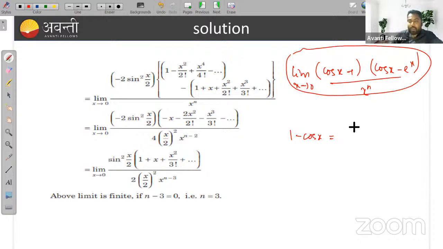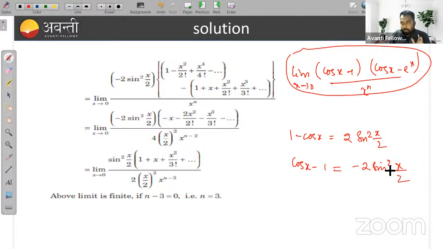We know this from the trigonometric half angle formula: 1 minus cos x is 2 sine square x by 2. So cos x minus 1, what will it become? If 1 minus cos x is 2 sine square x by 2, then cos x minus 1 is actually minus 2 sine square x by 2. Clear? Okay.